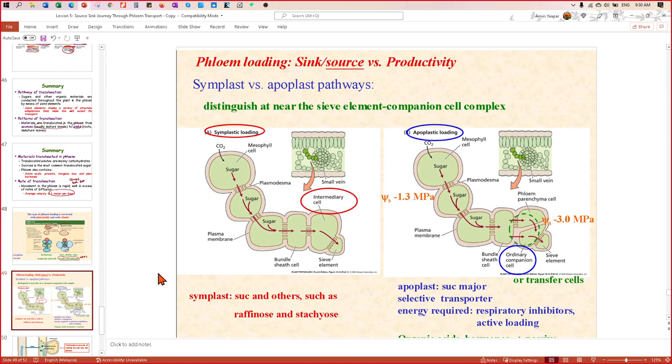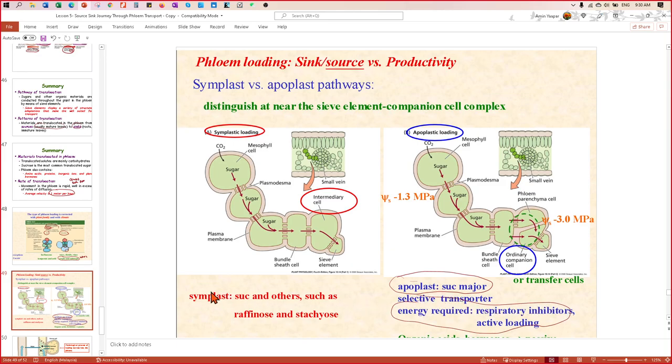Okay, all right. So again, to help you with distinguishing between symplastic loading and apoplastic loading, remember, apoplast is majorly for the sucrose. Okay, you need energy.